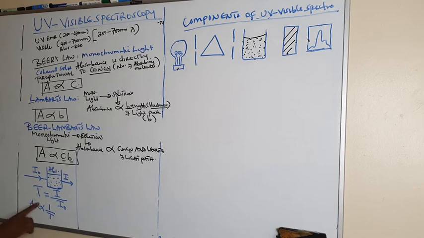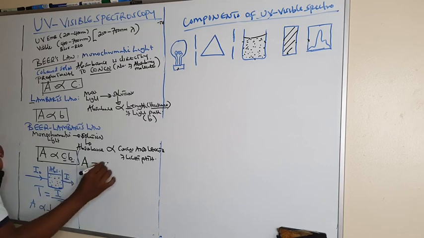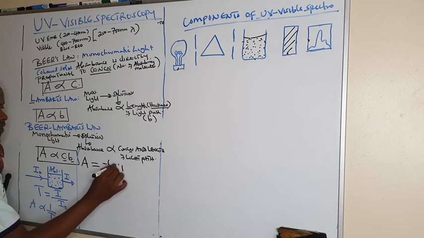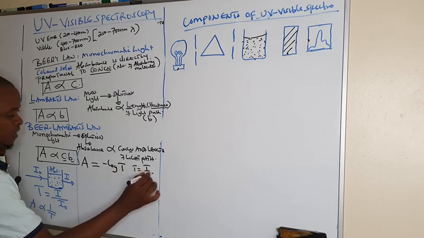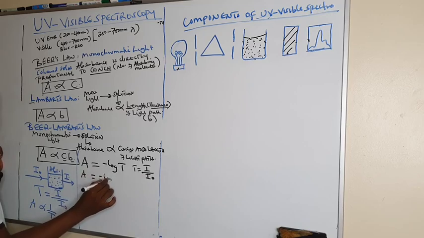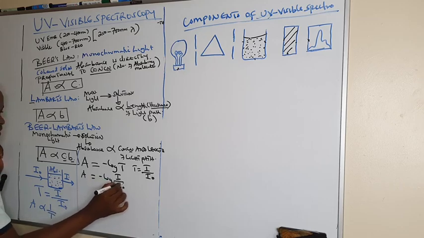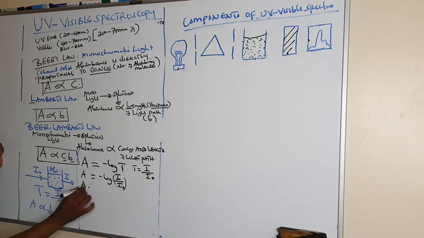If we have transmittance as the ratio of the transmitted light to the incident light, we can easily use it to get absorbance, whereby absorbance is equal to negative log base 10 of transmittance. But remember, transmittance is equal to the transmitted light divided by the incident light. So absorbance is equal to negative log of the ratio of the transmitted light divided by the incident light. So we are replacing where there is the word transmittance.